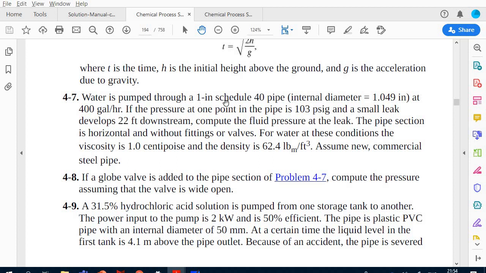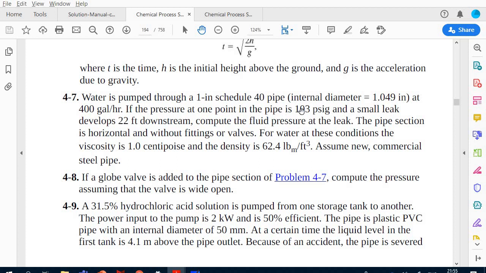Water is pumped through a 1 inch schedule 40 pipe, interior diameter, at 400 gallons per hour. And by the way, even if it didn't tell us the interior diameter, we can get this from tables, but I don't want to give you the headache of finding the table, so we're going to give you the information, because this is a standard. So, a 1 inch schedule 40 pipe, which has an interior diameter of 1.049 inch, at 400 gallons per hour. If the pressure at one point of the pipe is 103 psig and a small leak develops 20 feet downstream, compute the fluid pressure at that leak.